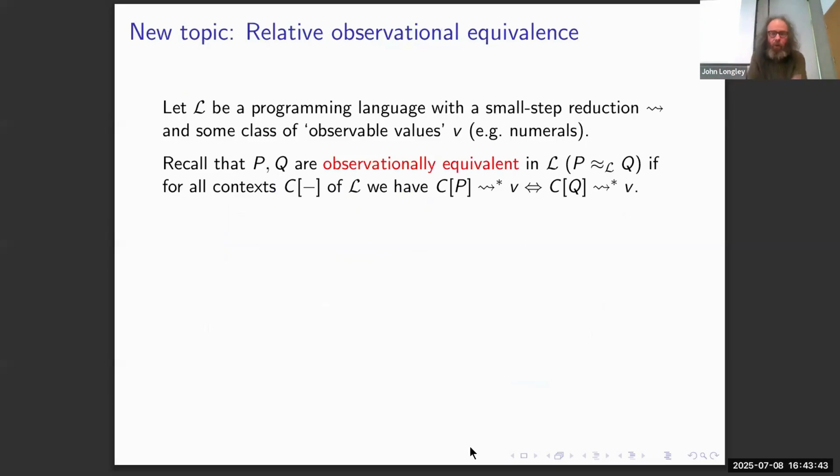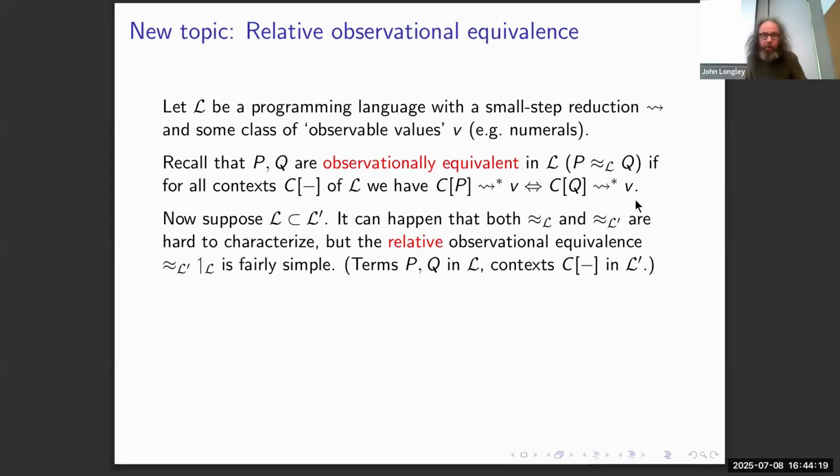Okay. Right. So let's go to our final thing, which is this idea of relative observational equivalence. Recall that if you've got a programming language L with a reduction semantics and a notion of what you can observe, we say two terms are observation equivalent if in all term contexts C of L, we have that C of P evaluates to a given observable value if and only if C of Q does.